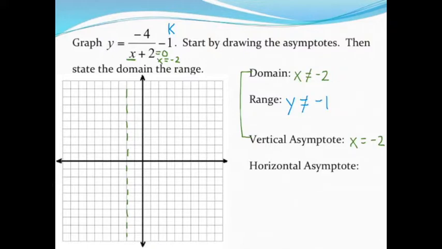I can get all answers except for -1. That'll also tell me my horizontal asymptote. That's going to be the equation y equals -1. And again, those two ideas are linked together. So if I go ahead and graph that line as well, let's count down 1 and draw that horizontal line in. And those two asymptotes will define where our hyperbola is going to be located.